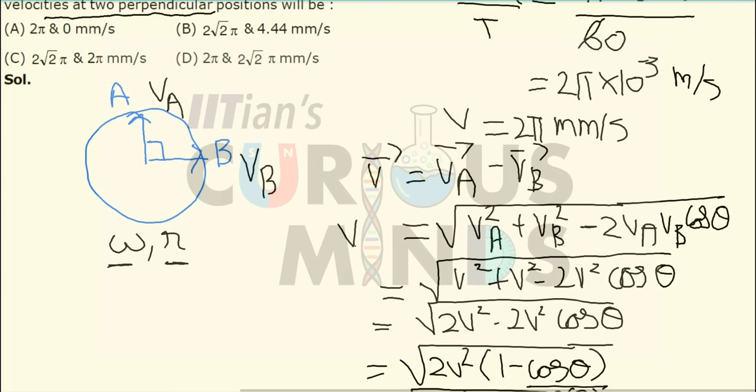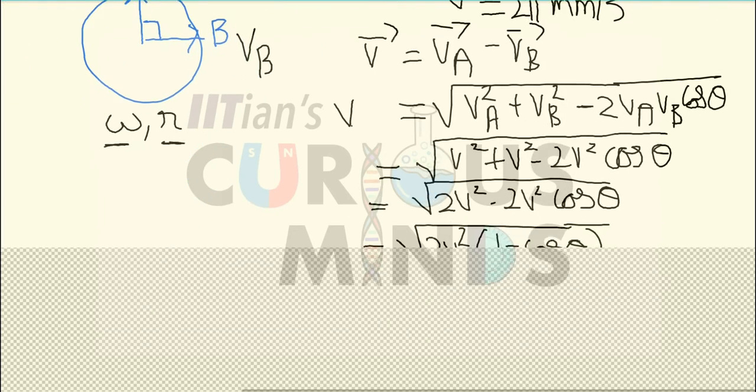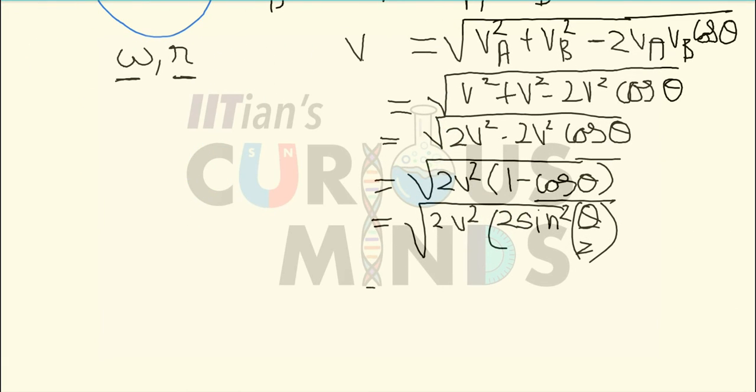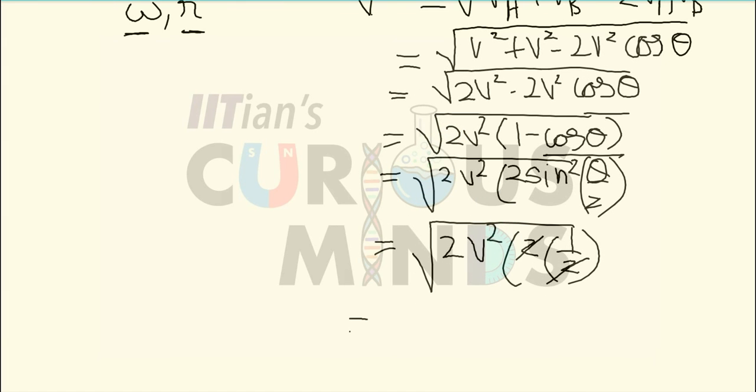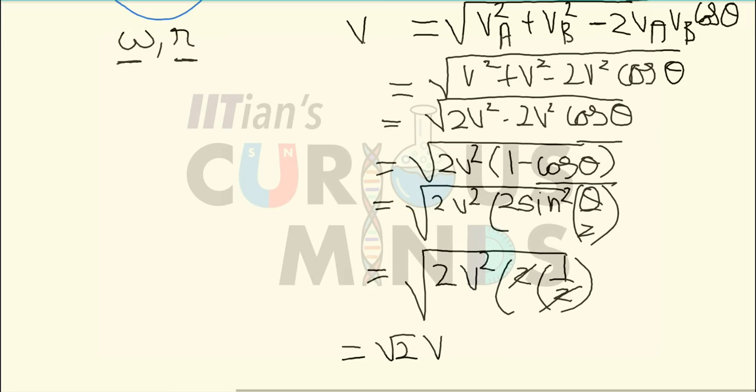The theta over here is equal to 90 degree. So I can write this as root 2 V square into 2 sin 45, since sin theta by 2 is equal to sin 45. The whole square will be equal to 1 by 2. So 2 and 2 will get cancelled out. So it will be equal to root 2 into V. V square will come outside the bracket, so it will be equal to root 2 V.